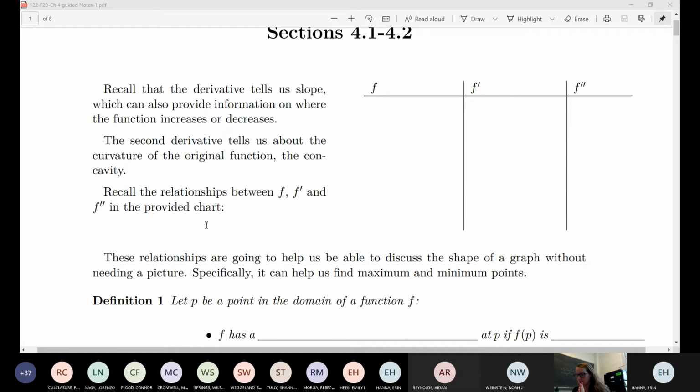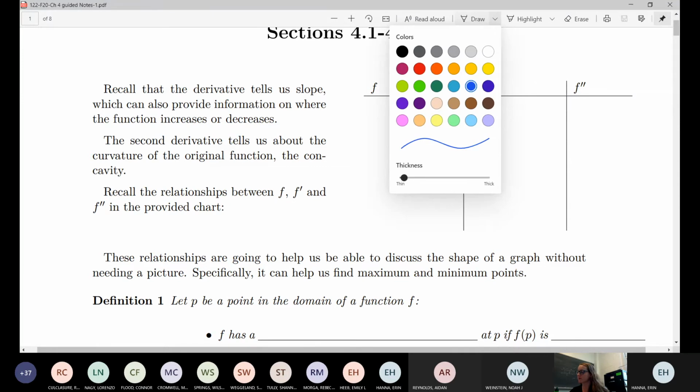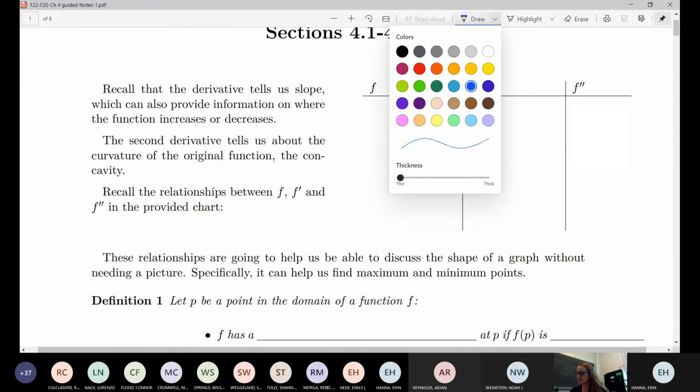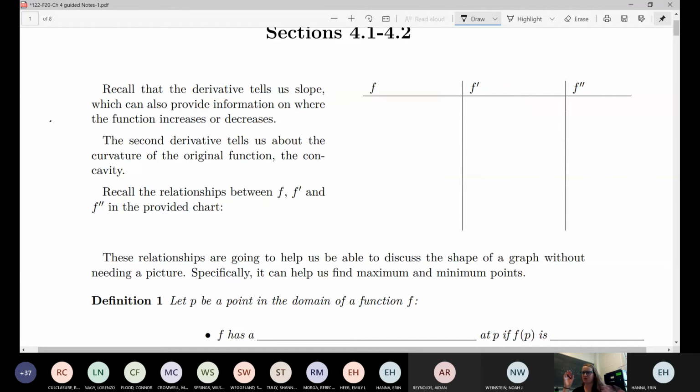So chapter 4 is all about finding maxes and mins of a function. Remember that the derivative tells us slope, which I've been trying to remind you every two seconds. The derivative tells us slope, and it can also tell us where the function increases or decreases. And remember that the second derivative tells us about the curvature of the function, how the concavity is. We wrote down this chart once before, and I said it was going to be really important and we were going to use it a lot. Here's pretty much where it comes up. So let's rewrite that one more time.